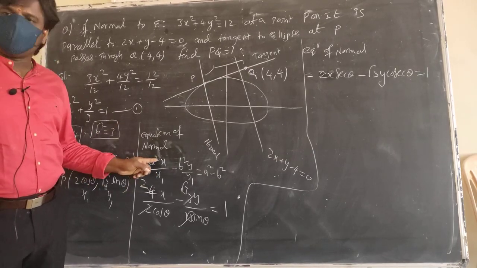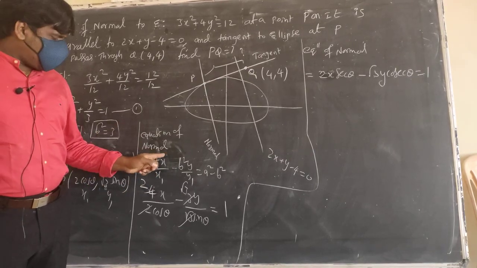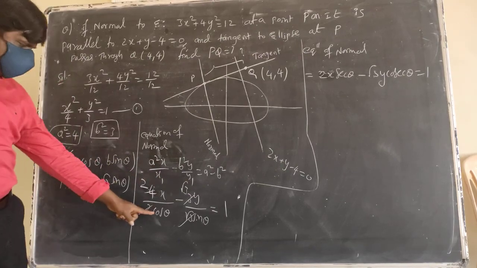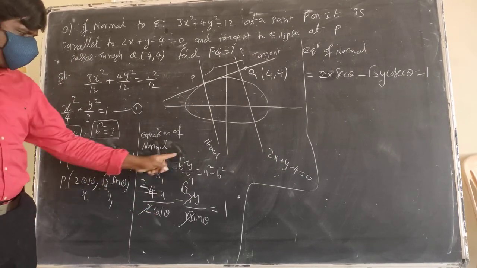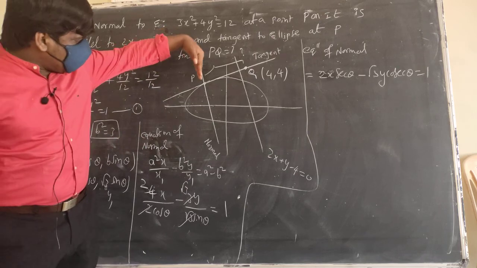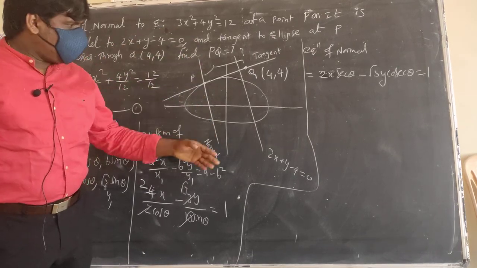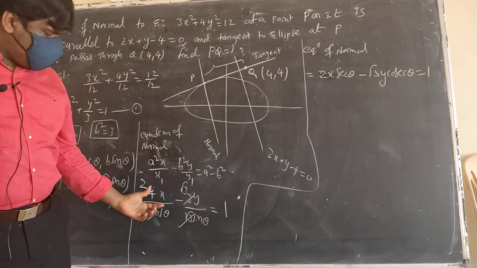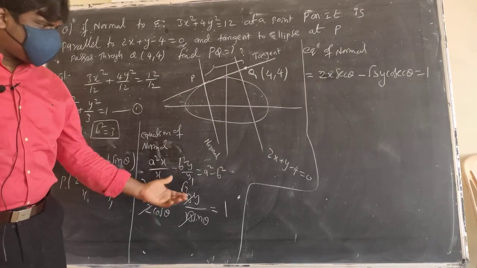No, there is a formula. The equation of the normal formula: x/a² substituted with x1, a square value substituted, b square value substituted. Why did I substitute? Because this is the equation of the normal, that's why I used this. So the equation of the normal is, I substituted the formula here.